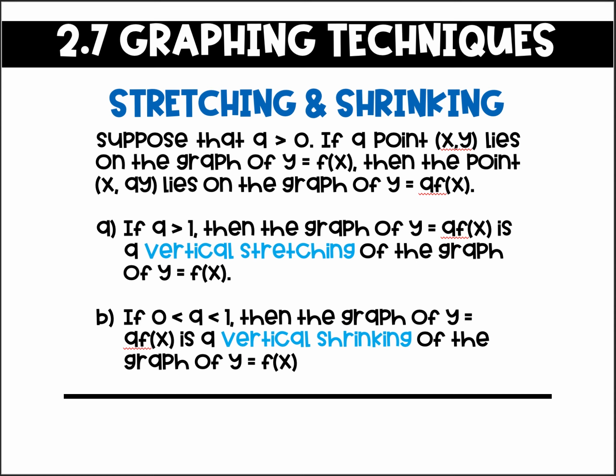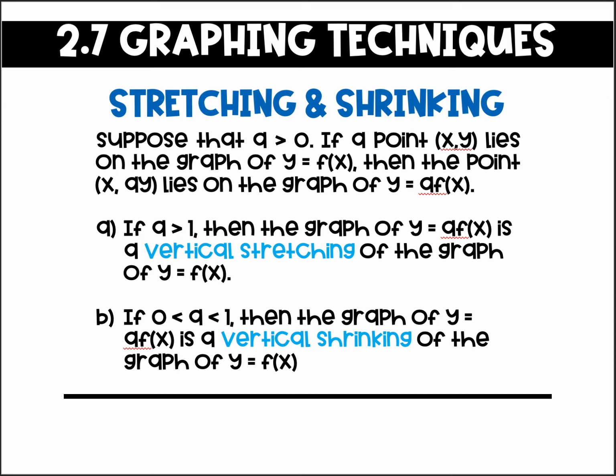With the previous example, we already started learning about the stretching and shrinking transformations made to a function. If we have our value a greater than 0 and a point (x, y) that lies on the graph of y equals f of x, then the point (x, a times y) lies on the graph of y equals a times f of x.